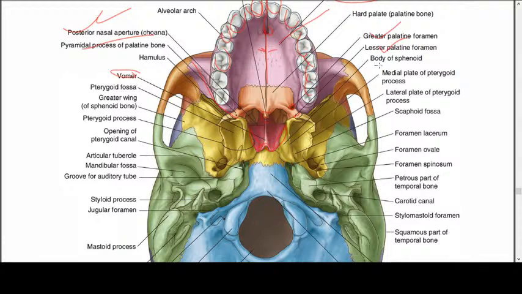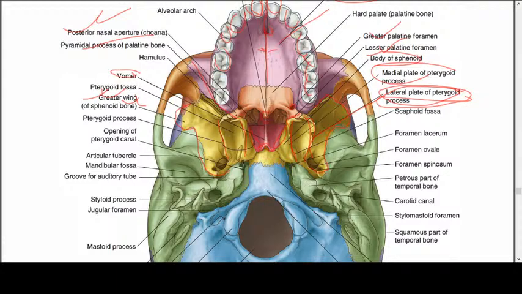Body of the sphenoid. Okay, obviously this yellow structure is called the sphenoid bone. It consists of the body of the sphenoid. And what is this process? This process is the lateral plate of the pterygoid. It consists of two plates, the lateral plate and the medial plate of the pterygoid. And what is this structure? Because the sphenoid bone also consists of wings. These are the wings of the sphenoid. This is the medial plate, this is the lateral plate.